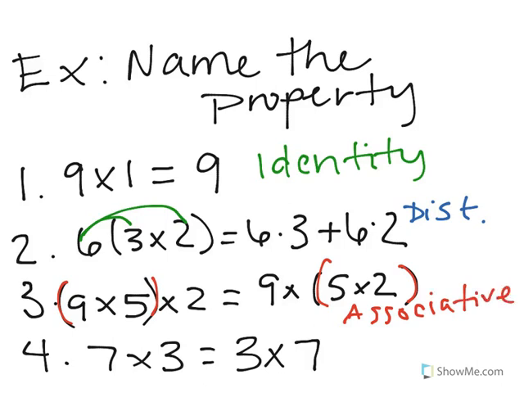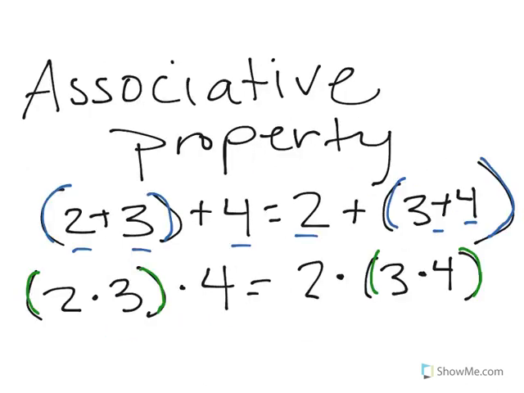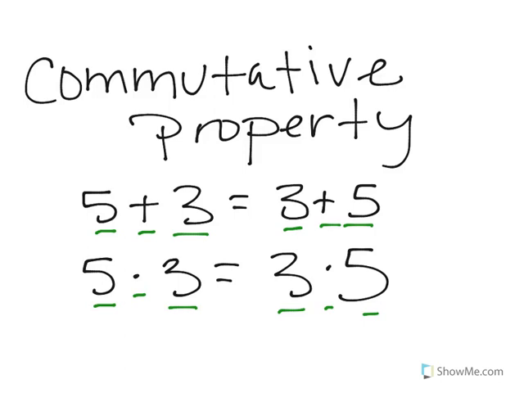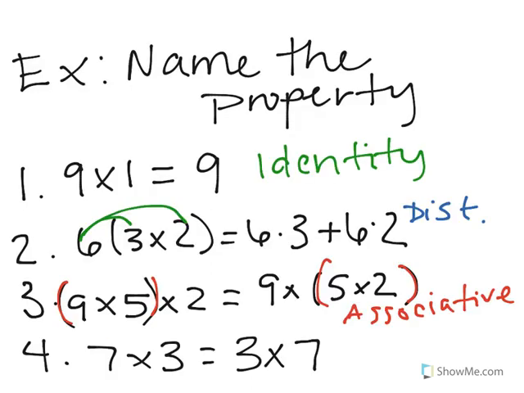Now let's look at the last one. 7 times 3 equals 3 times 7. Well, let's look at our commutative property. Our commutative property states that the numbers just flip-flop. So we can go back, and it looks like 7 times 3 equals 3 times 7. The numbers are just flip-flopping. So we can say that's the commutative property.